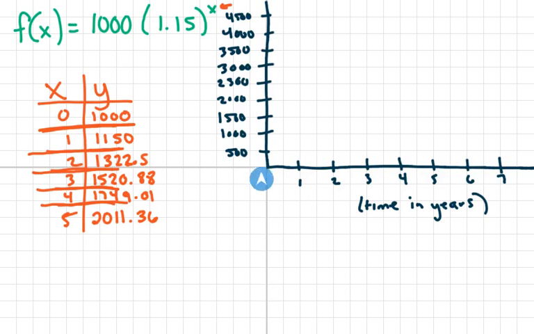Okay, now that I have my table, I'm going to plot my points. So 0, 1,000 is going to be right there. Then 1, 1150, so I'm really just estimating, right about there. 2, 1322, that's going to be more in the middle. 3, 1520, so I'm going to be just above 1,500. 4, 1749, that's going to be more in the middle. 5, 2011, oh, this should actually be a little bit lower. Right about there.